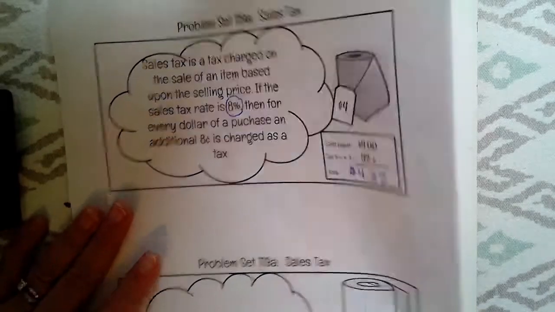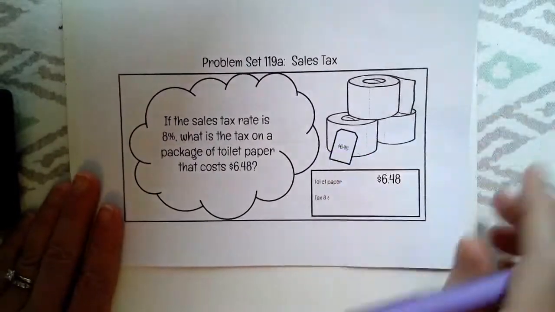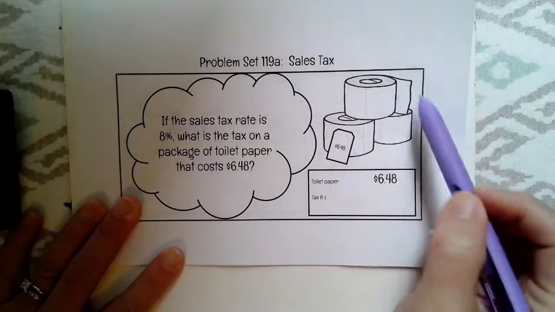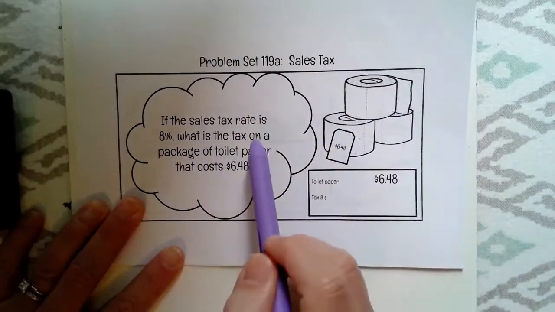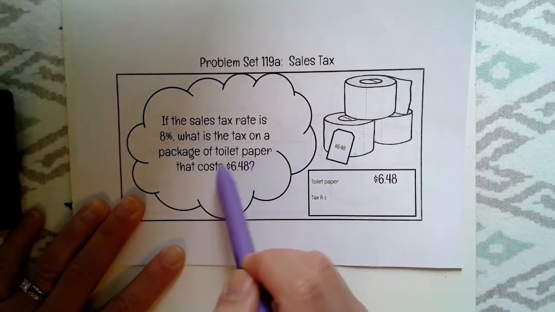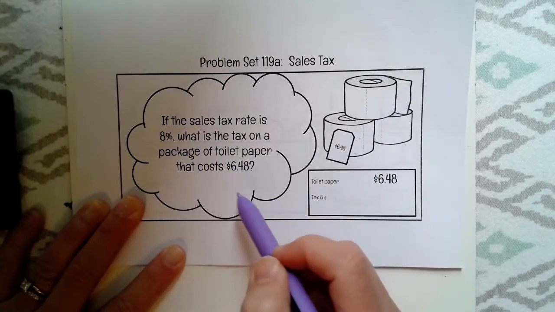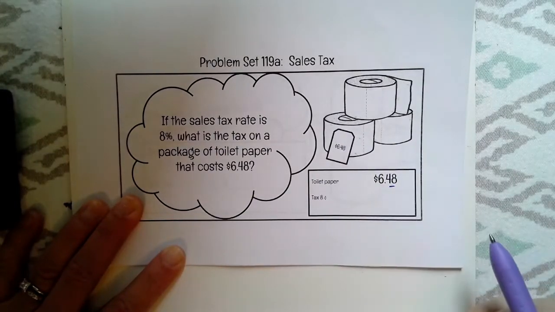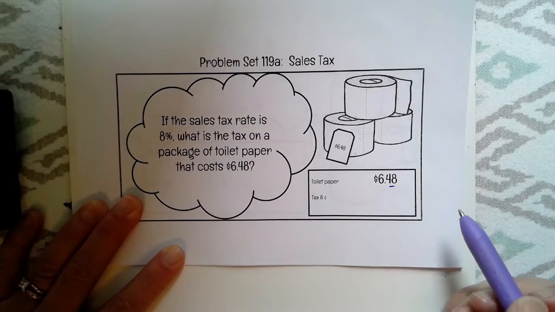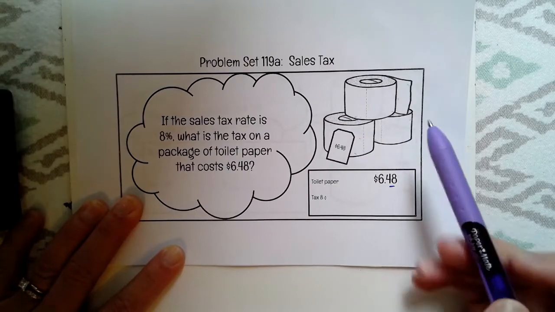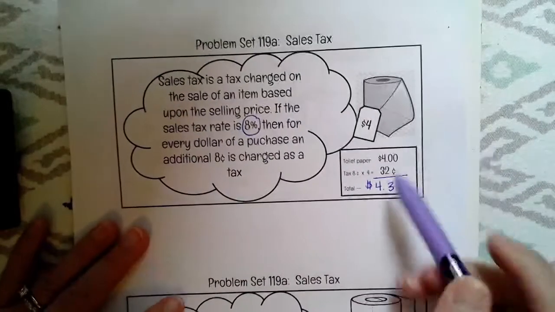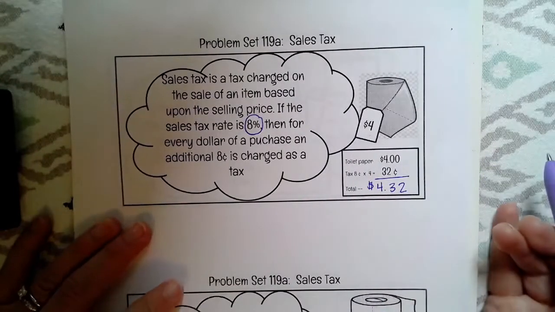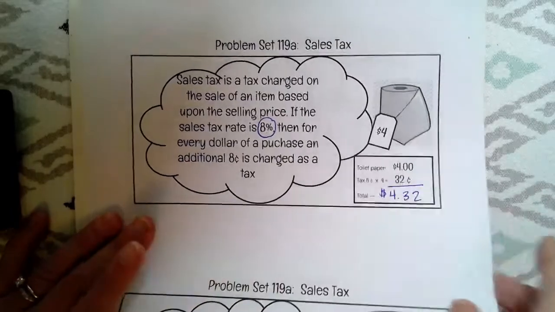Let's look at the next box. Now we've got a couple more than several rolls of toilet paper. If the sales tax rate is 8%, what is the tax on a package of toilet paper that costs $6.48? Now this amount right here makes it a little harder. We can't just do the math in our head. We can't figure out, like when it's just a solid dollar amount, an even dollar amount, we can just add 8 cents times $4. That's going to give us the amount we need. Well, we've got to do the math.